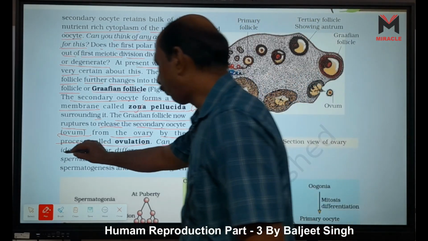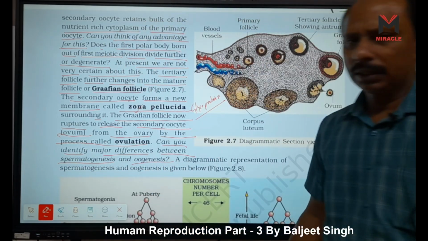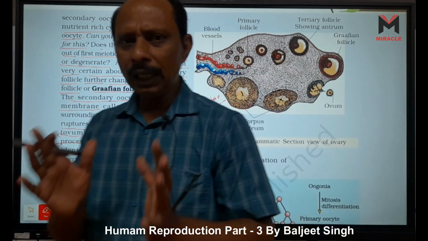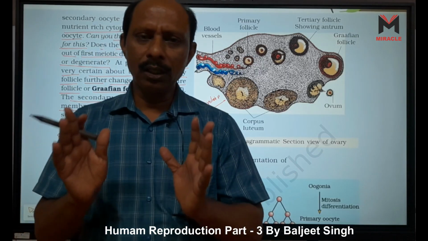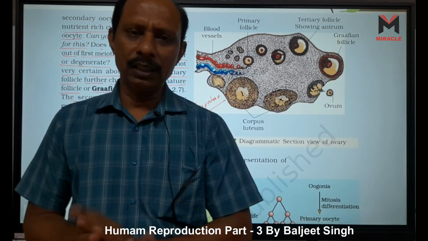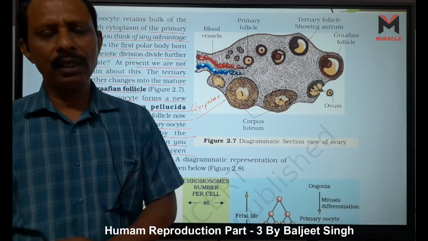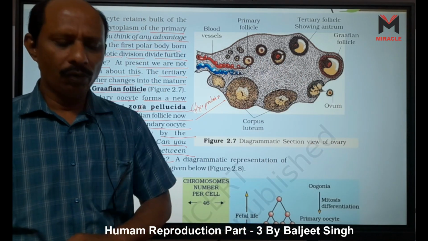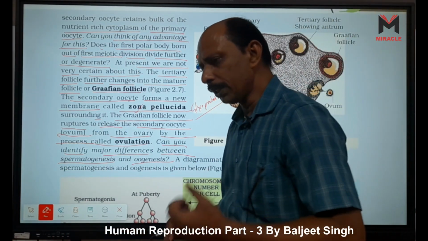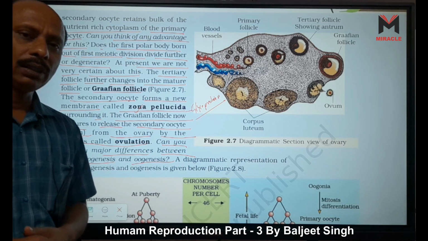Can you identify the major difference between spermatogenesis and oogenesis? Yes, in spermatogenesis, 4 equal sperms, or daughter cells, are formed, but in oogenesis only one gamete is formed. Three are polar bodies which degenerate. Second, spermatogenesis initiates after puberty, but oogenesis starts in intrauterine life, or we can say in the embryonal stage.